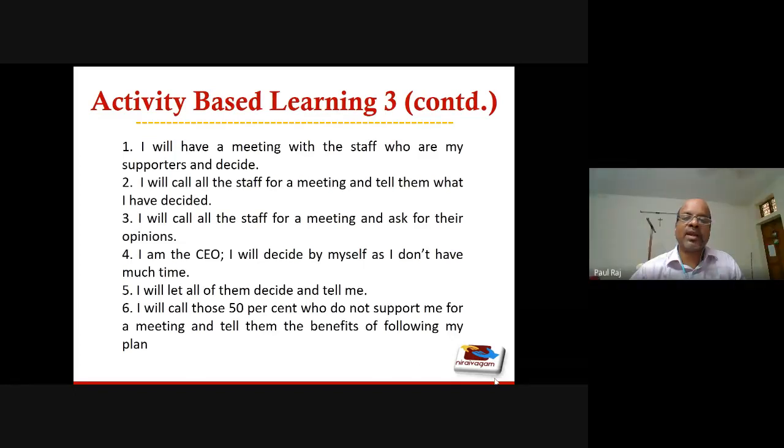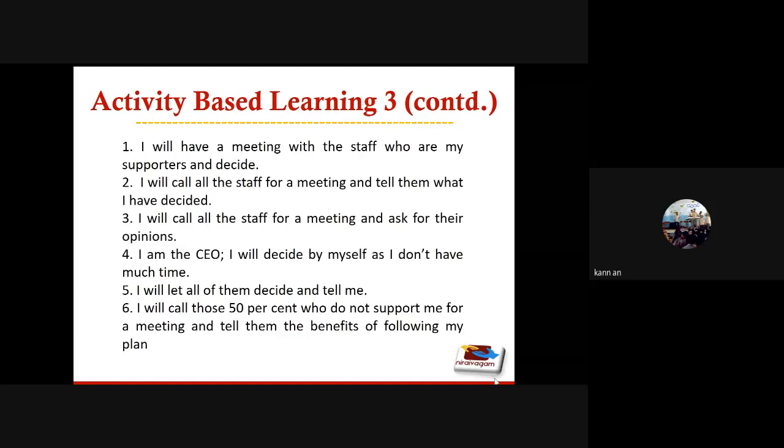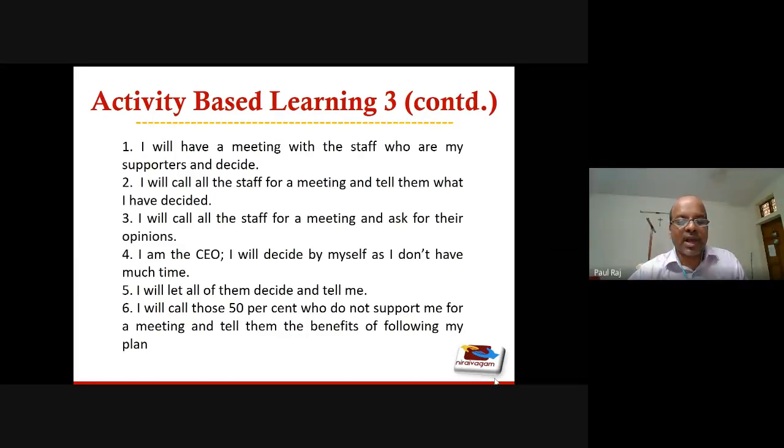Yes. Anyone can speak. Sir, I will go for choice six. I will call those 50% who do not support me for a meeting and tell them the benefits of following my plan. What's your name, sir? I am Kannan. Good. Why do you make this choice? Any rationale behind this choice?